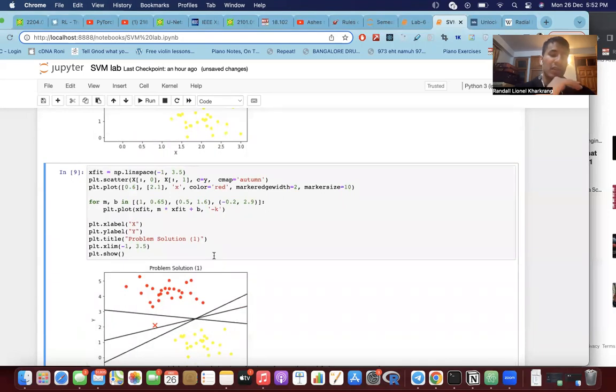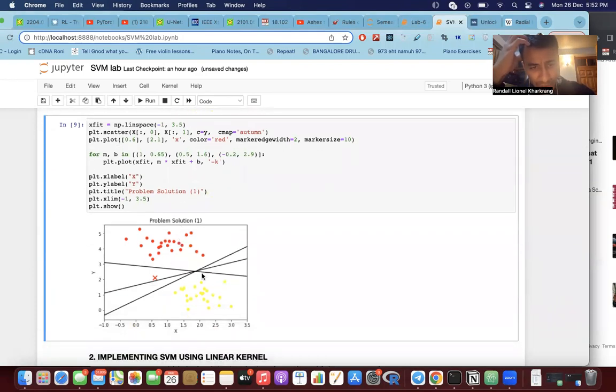These lines should create a barrier where if you cross from one side to the other, you go to the other class. So we can see some possible candidates for these lines. So these are some of these lines. But what do you see here? What is the issue here? Sure, we have a decision boundary, but what is the problem?